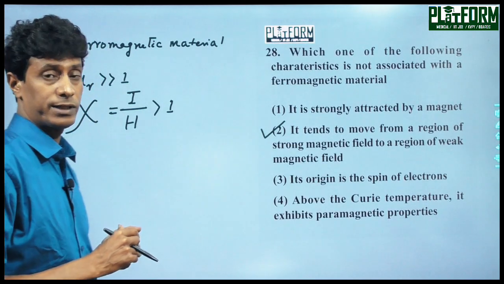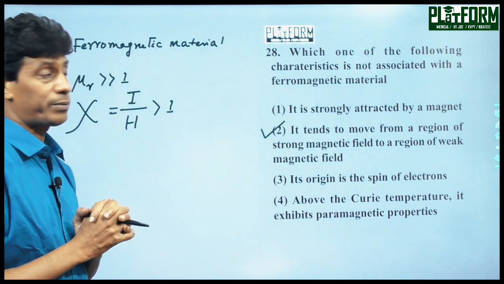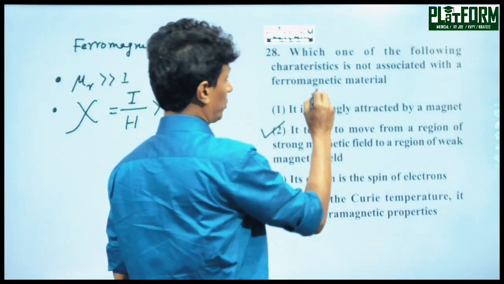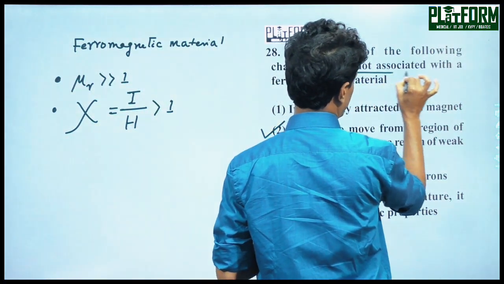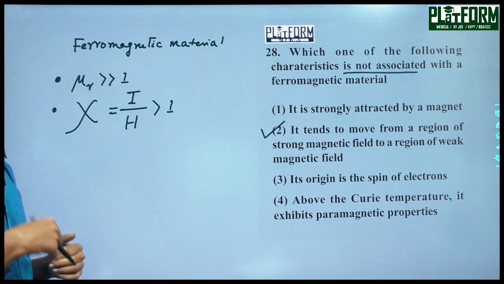So the right option here is 2, though it is the wrong statement about the ferromagnetic material, because the question asked is "not associated." Okay, be careful about it. It is "not associated." Next problem.